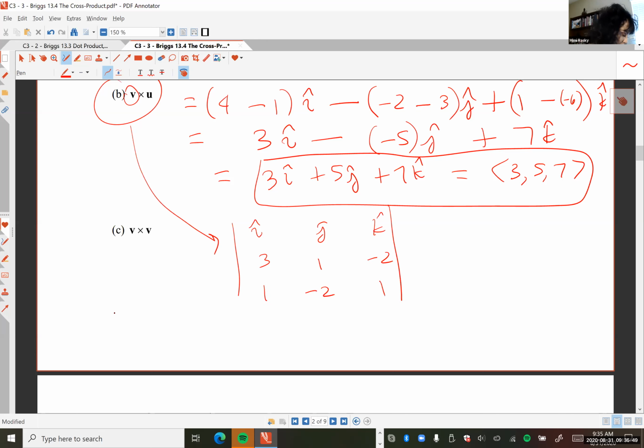And then you use the 2 by 2 determinant times i hat, minus 2 by 2 j hat, plus 2 by 2 k hat. I'm going to go very fast now.